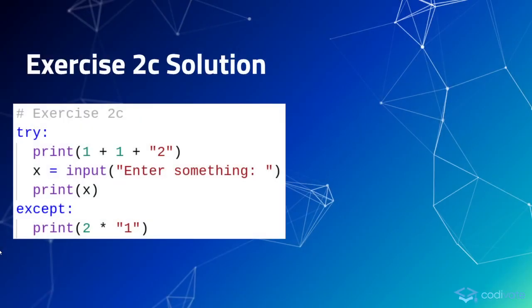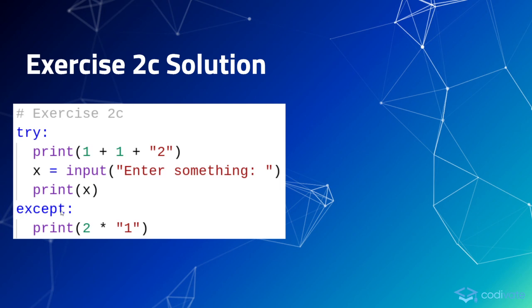Alright, exercise 2c now. In our try block, we try to print the integer 1 plus the integer 1 plus the string 2. Well, we know that's going to cause a type error because we can't concatenate an integer with a string. So immediately we go to the except block. We don't even try to take the user input because we know that this line will cause an error. We're done. We skip over it.